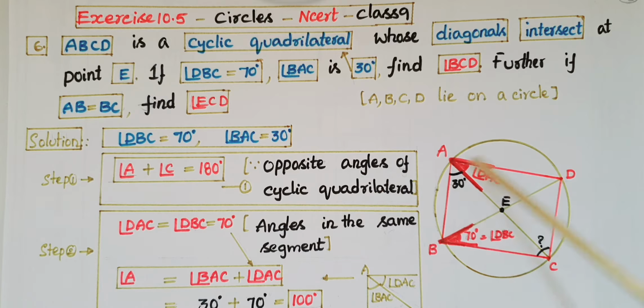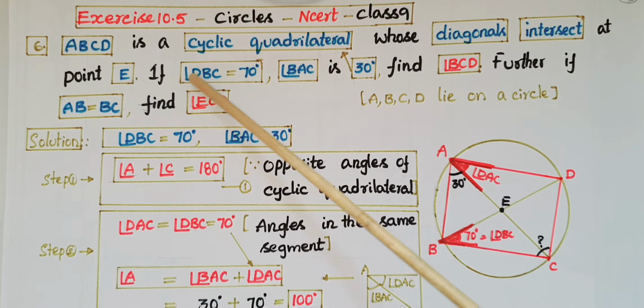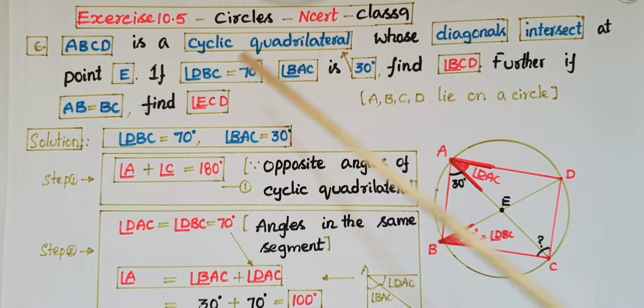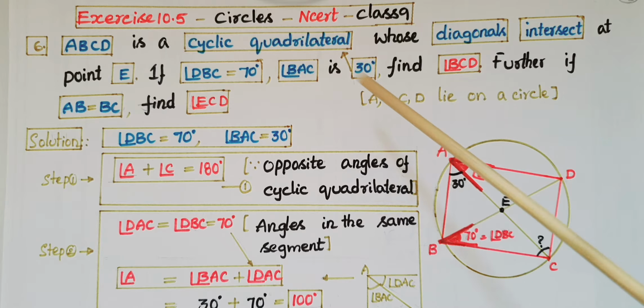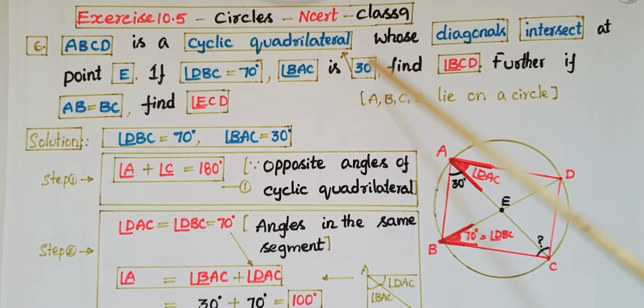So here ABCD is a cyclic quadrilateral and these two are the diagonals AC and BD, which are intersecting at the point E. And here the given values are angle DBC is equal to 70 degrees. So this angle is given, that is 70, and angle BAC is equal to 30 degrees, and we have to find angle BCD. This angle we have to find.